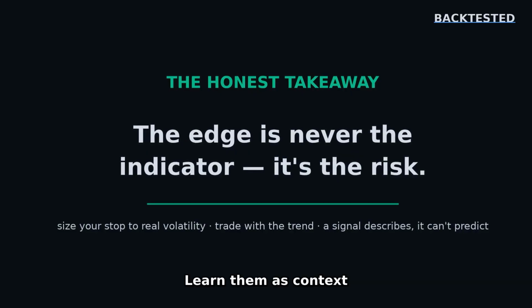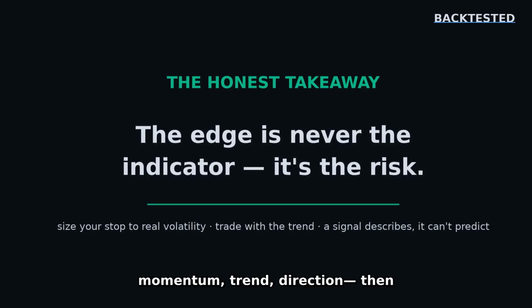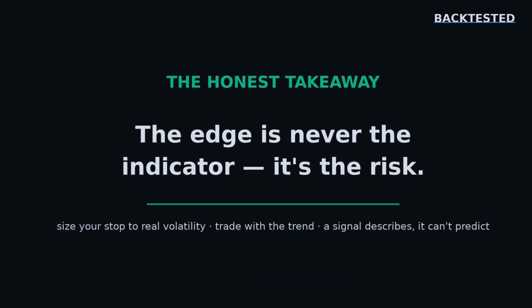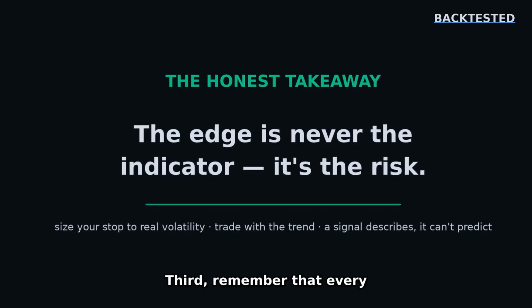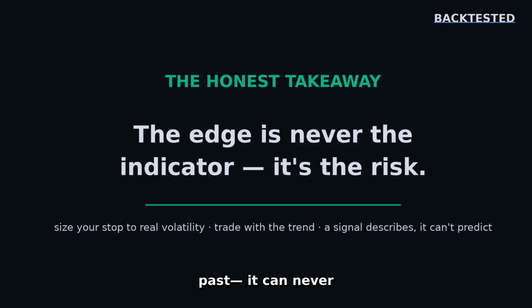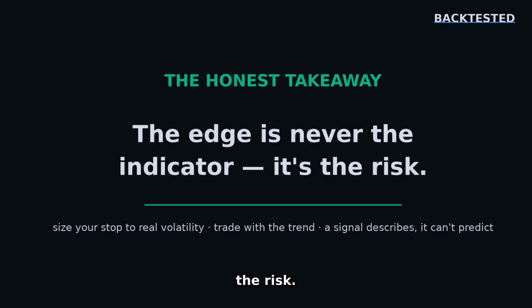Learn them as context, momentum, trend, direction, then win or lose on the part that genuinely matters. 3 honest habits carry more weight than any signal. First, size your stop to real volatility, not a fixed, tiny number a single ordinary candle can erase. Second, trade with the bigger trend, not against it. Third, remember that every indicator only describes the past. It can never promise the future. Here's the one line to carry out of this whole video. The edge is never the indicator, it's the risk.